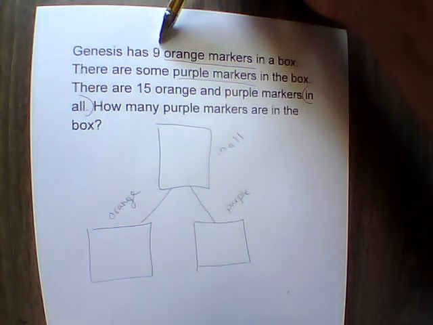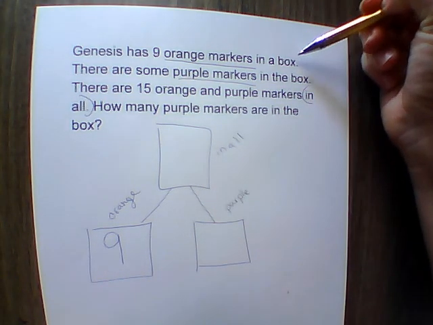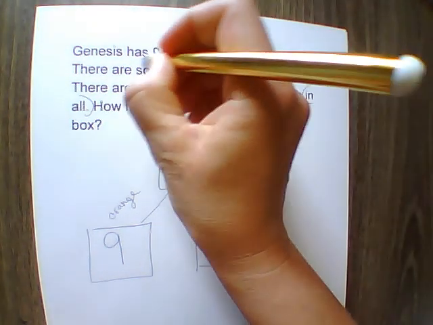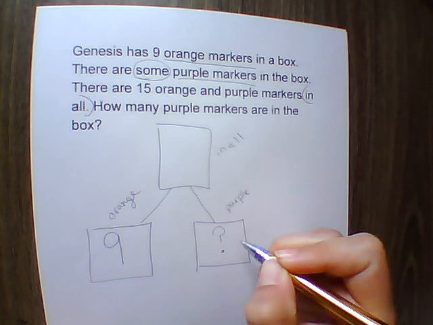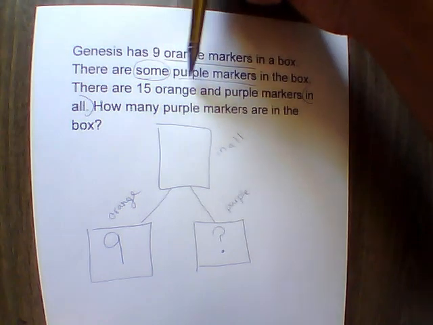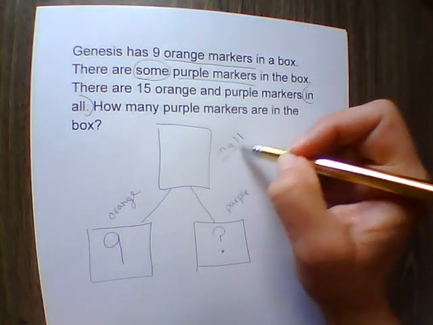Genesis has 9 orange markers in a box. There are some purple markers in the box. When we see that some, what are we putting? We're going to put a question mark because we don't know how much. There are 15 orange and purple markers in all. In all.